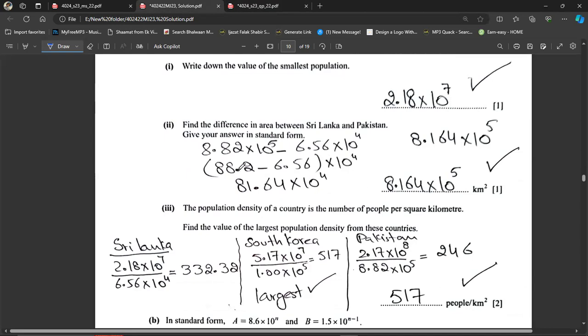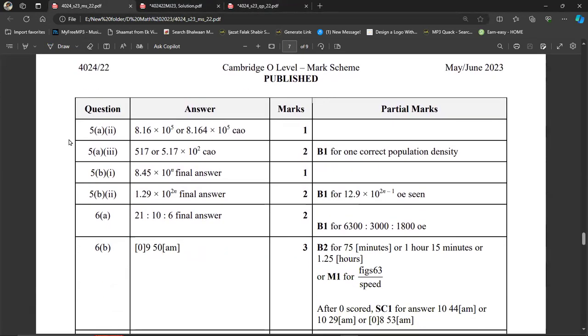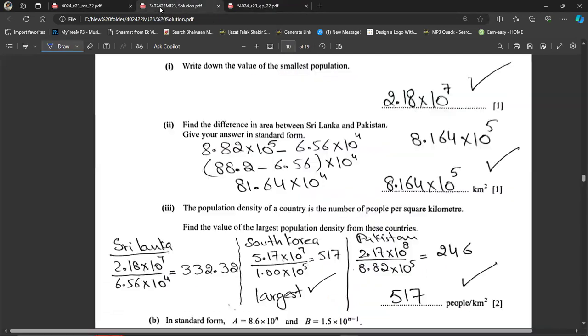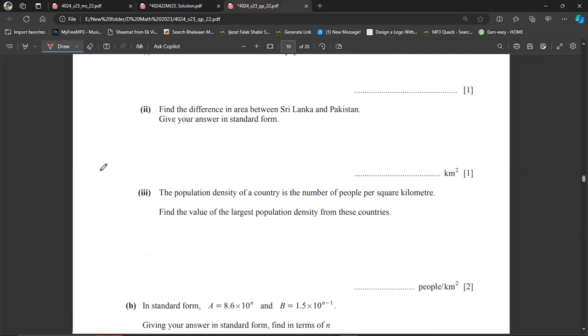When you subtract 6.56 from 88.2, you get 81.64 times 10^4. So I will move this decimal one step, and the power will be increased. So 8.164 times 10^5. 8.164 times 10^5 is the right answer. This is how this is done. Question number 5, part a, and its third portion.